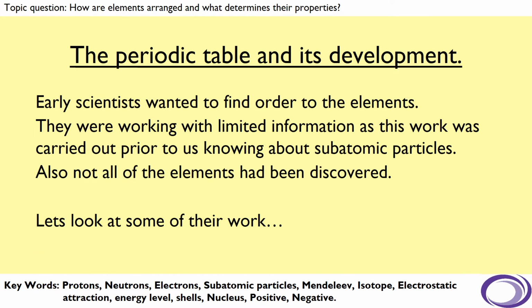So now we've looked at atomic structure, we can start to look at the periodic table and its development. Now the early scientists wanted to find order to the elements, but they had limited information, as a lot of that work was carried out prior to us knowing about the subatomic particles. Also, some elements had not been discovered. So let's have a look at some of their work.